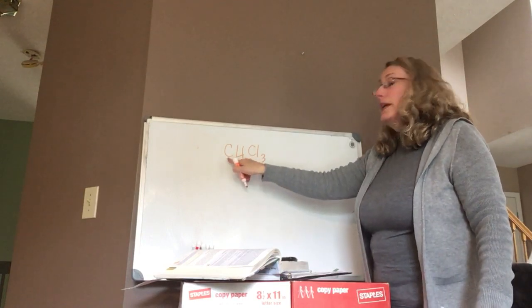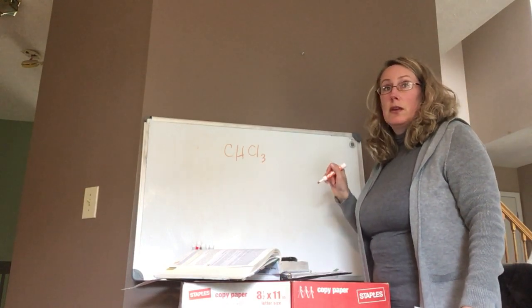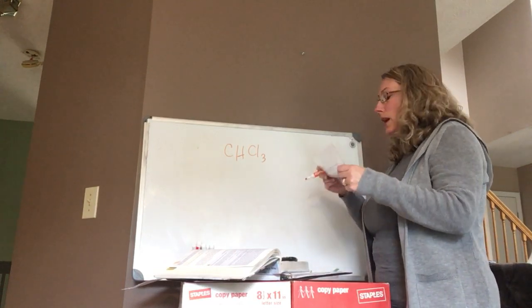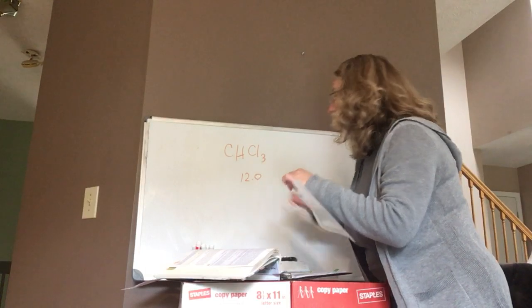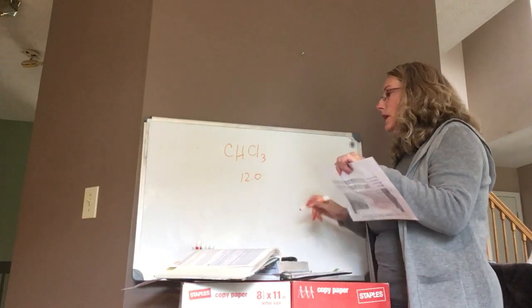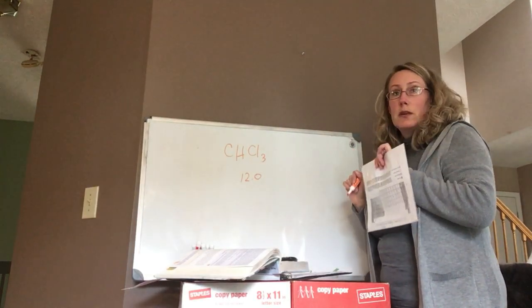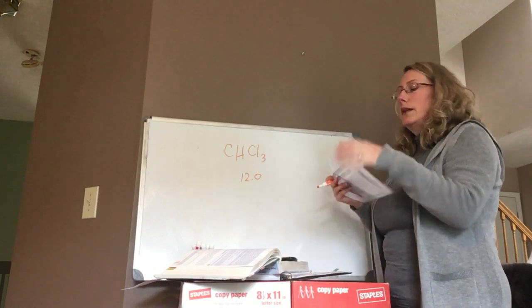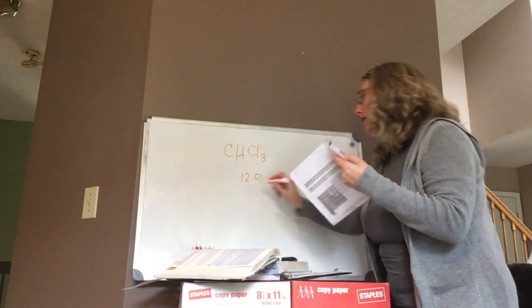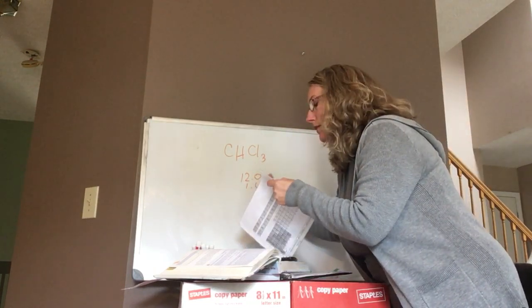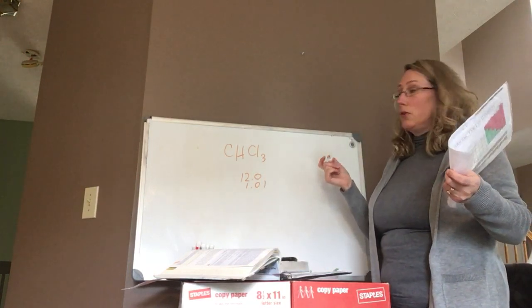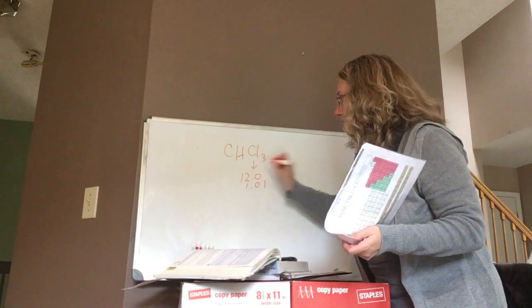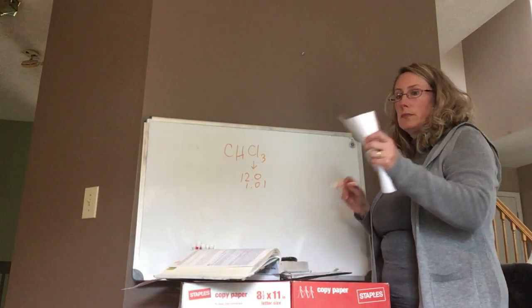So how many carbons do I have in this? I have one. So I look up carbon. It's number 6 on here, and that's 12.0 AMUs. And there's only one of them. How many hydrogens are in this? One. So I look up hydrogen. It's number 1. It's 1.01 AMUs. Now, that's the hard thing, maybe, if you don't remember, is when I'm adding things together, I'm going to line up my decimal.